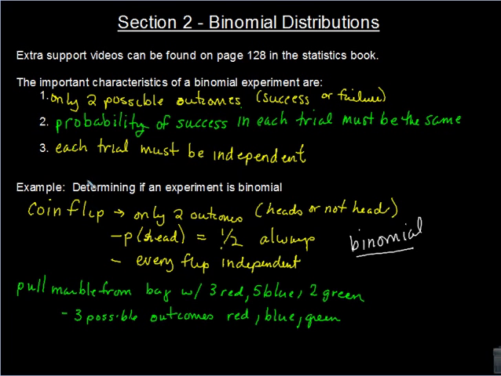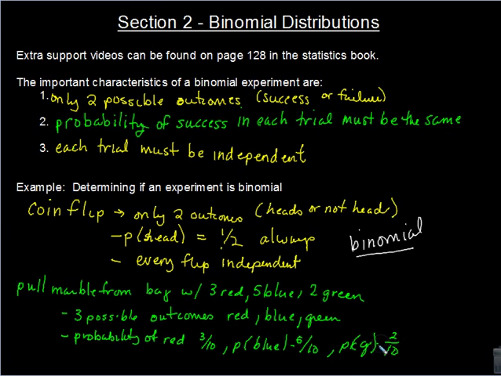Okay, the probabilities of a red is 3 out of, let's see, 8, 9, 10. Probability of a blue is 5 out of 10. And the probability of a green is 2 out of 10. So the probabilities aren't the same. So I have too many outcomes, I have different probabilities, and if the trial is independent or not depends.